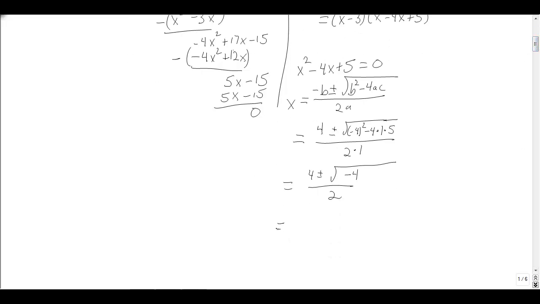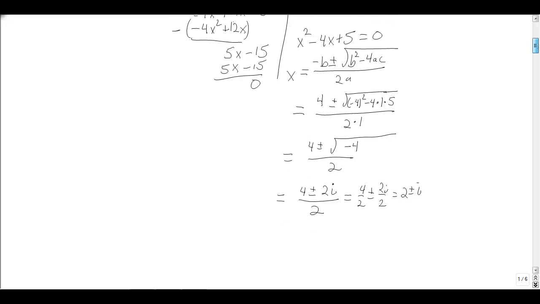And what I get, let's see, is then 4 plus or minus square root of 4 is going to be 2, but then I have a negative, so that's going to be 2 times i over 2. And then this is 4 over 2 plus or minus 2i over 2. That's 2 plus or minus i here. So those are actually my other two zeros. So I found all three zeros here.